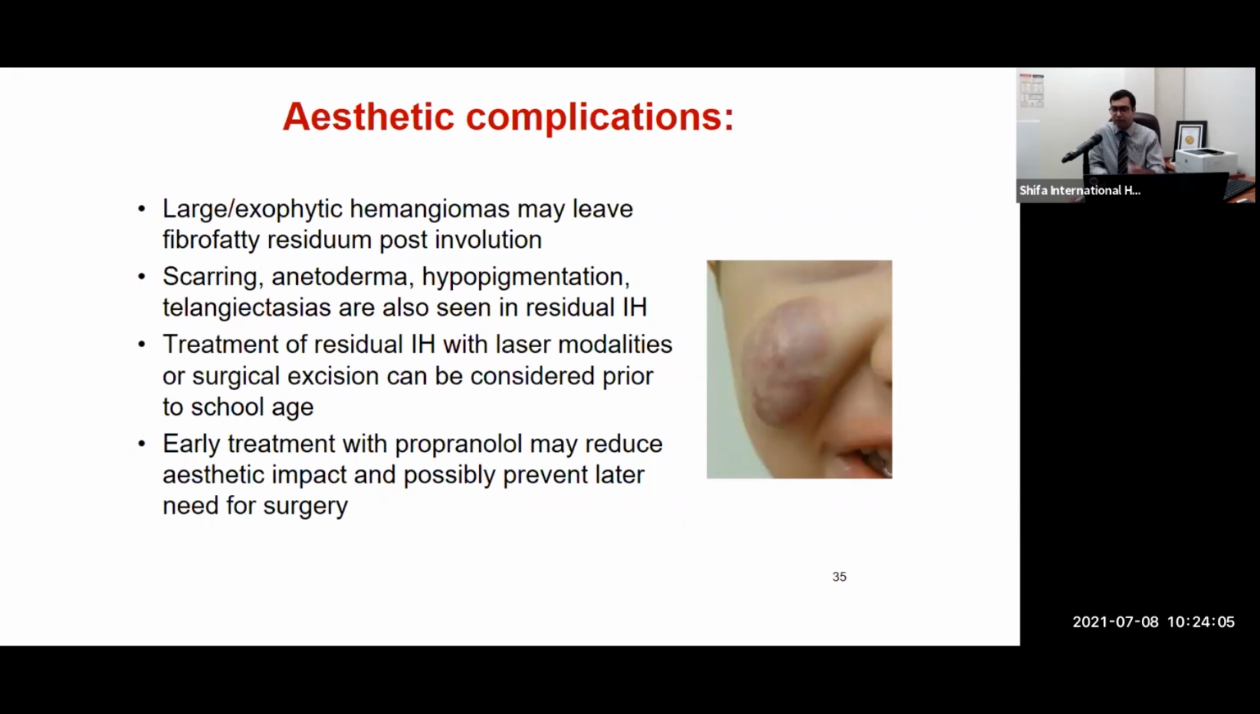Now, aesthetic component. Look, this child's face is involved. If the hemangioma is significant, bigger in size, hemangiomas will resolve at some point. 90% of them do, 10% don't.